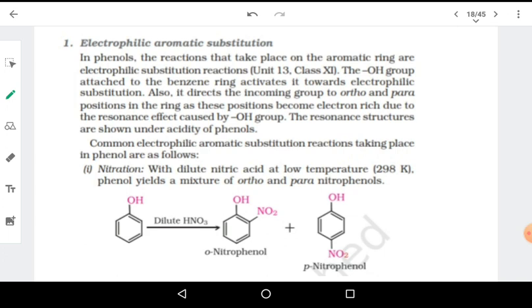So let us now talk about the reactions of phenols. We have finished with the reactions of alcohols. Let us now talk about the reactions of phenols. The first one is electrophilic aromatic substitution.